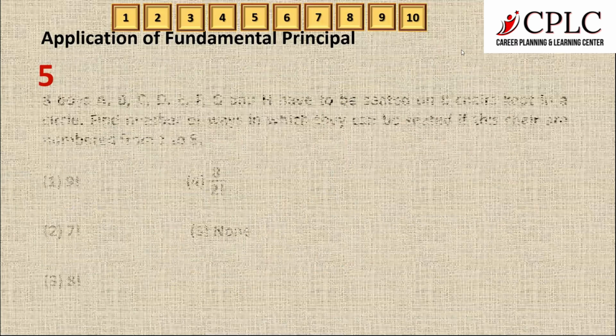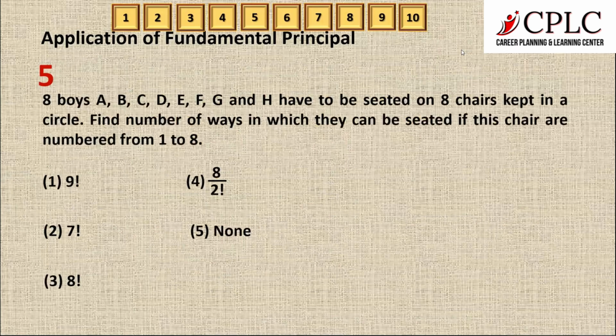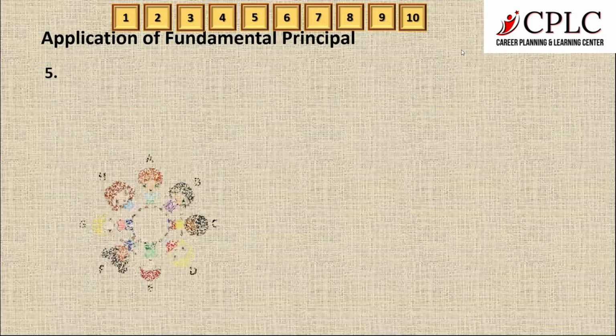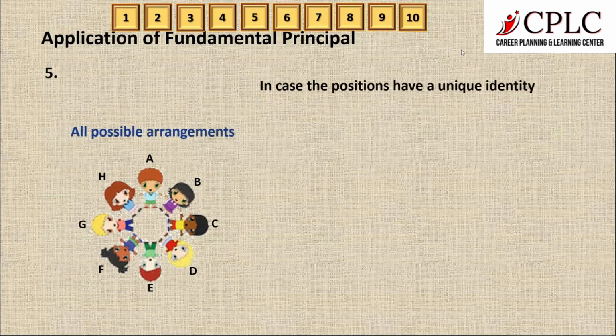Moving to the next question. 8 boys A, B, C, D, E, F, G, H have to be seated on 8 chairs kept in a circle. Find the number of ways in which they can be seated if these chairs are numbered from 1 to 8. Now, whenever we have numberings, we have to take it as the positions having a unique identity, because now we can specifically tell which person is going to sit on which numbered chair. So, in such cases, we have to treat it like a linear arrangement.